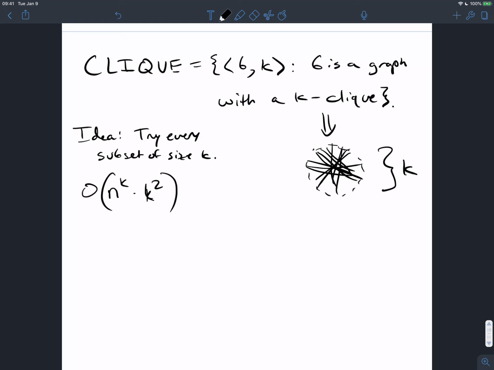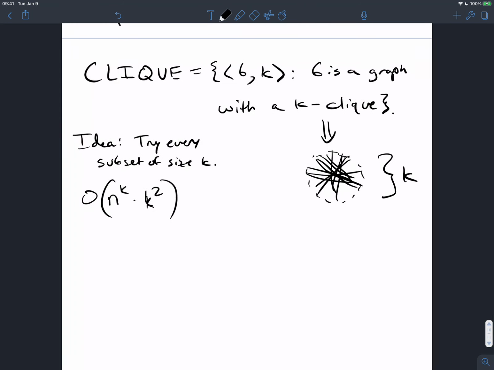K is not a fixed integer, right? It is part of the input. If k was a fixed integer, this is a polynomial time algorithm. Like if k is 100, for instance, this is a polynomial time algorithm. Because it's part of the input, this is not necessarily a polynomial time algorithm.